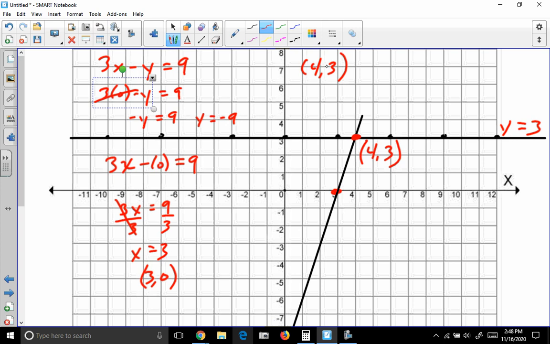So this point satisfies that equation. It has a y of 3. It works in that one. So yes, that point is the solution. It works for both equations.